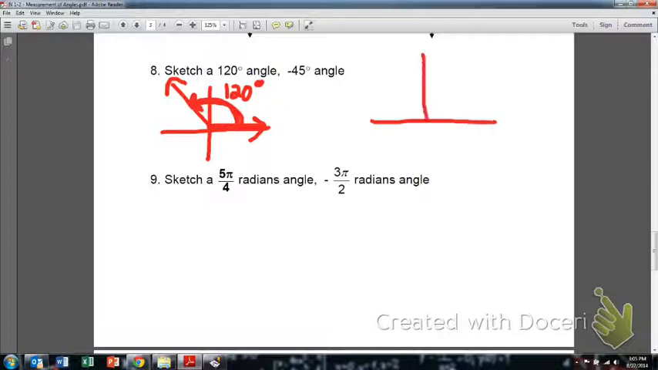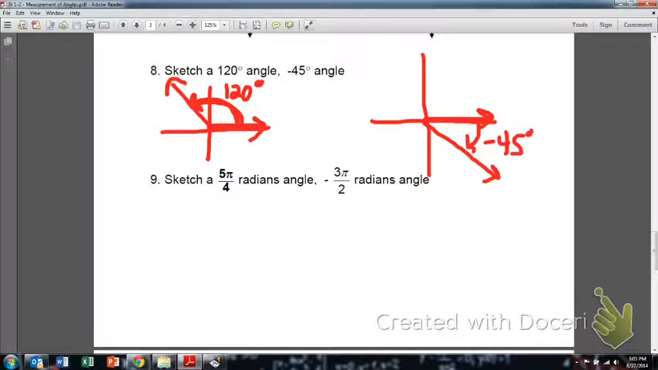Negative 45, though, we would still start on the positive x-axis, but our rotation would be clockwise, so we would go down. And we're going to go down about 45 degrees, so about halfway into this 4th quadrant here. So this would be negative 45.